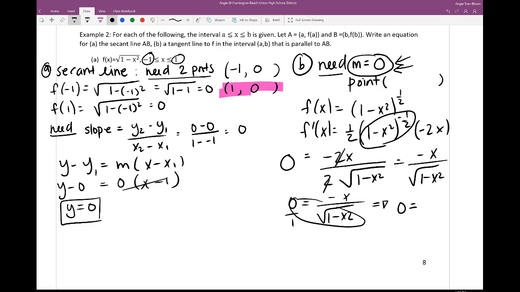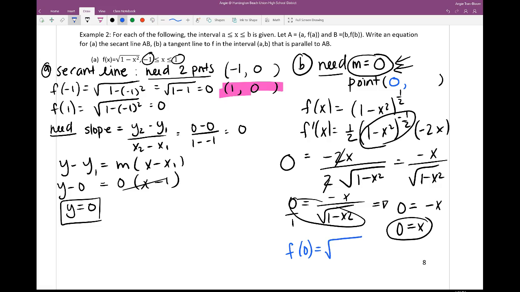0 equals negative x, which is x equals 0. So all I know right now, x is 0. Okay, so x is 0. Now I need the point. So what I do now is I'm going to plug in f of 0 to see where the output is, and that would be my xy point.